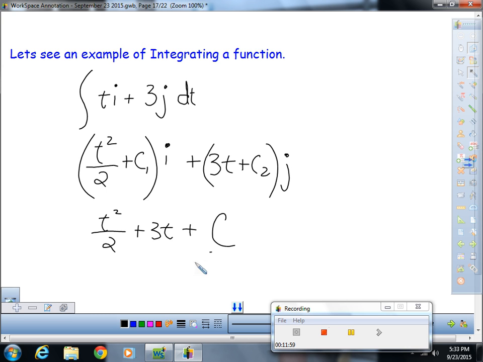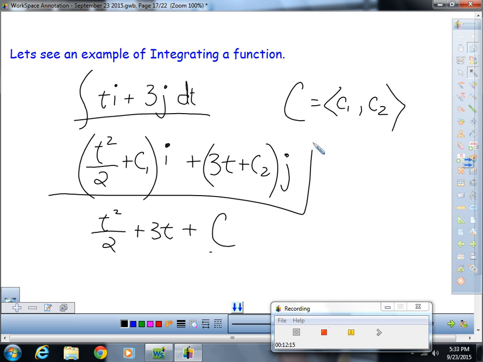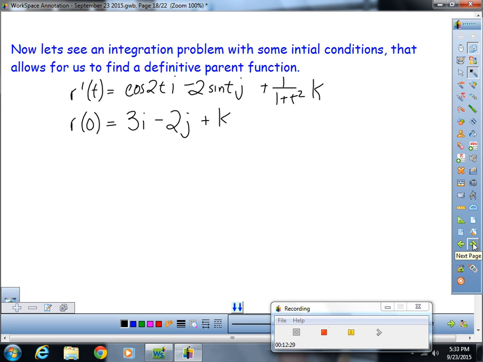It's c1 comma c2. Because when we integrated this vector valued function, we got another vector valued function. And so instead of adding c1 here and c2 here, we summarize that into c, and c is actually a vector comprised of some components. So let's see if we can do an example here that helps us figure that out. Integration problem with some initial conditions that allow us to find a definitive parent function. So they give us the derivative of r, and they give us some initial conditions. So let's find r of t, okay?